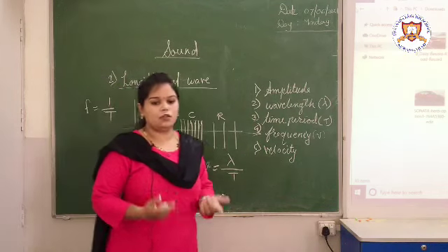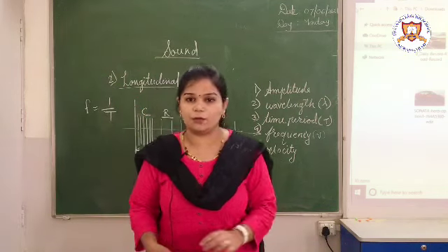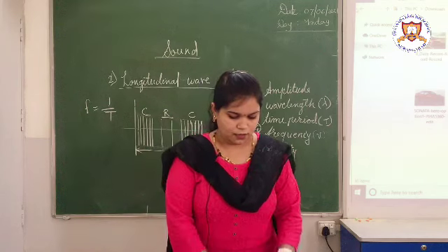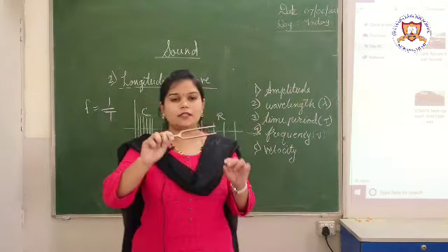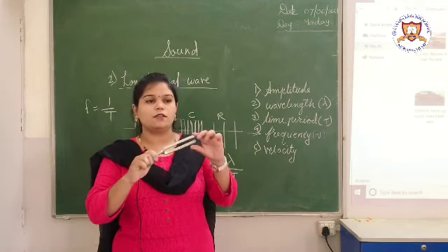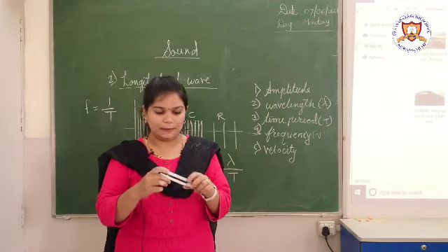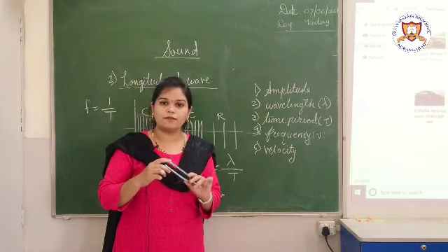Now the second topic is how the sound wave gets produced. Here we will conduct just one activity. Here you can see this is a tuning fork. This is one of the instruments made of aluminium. We can call it a tuning fork.